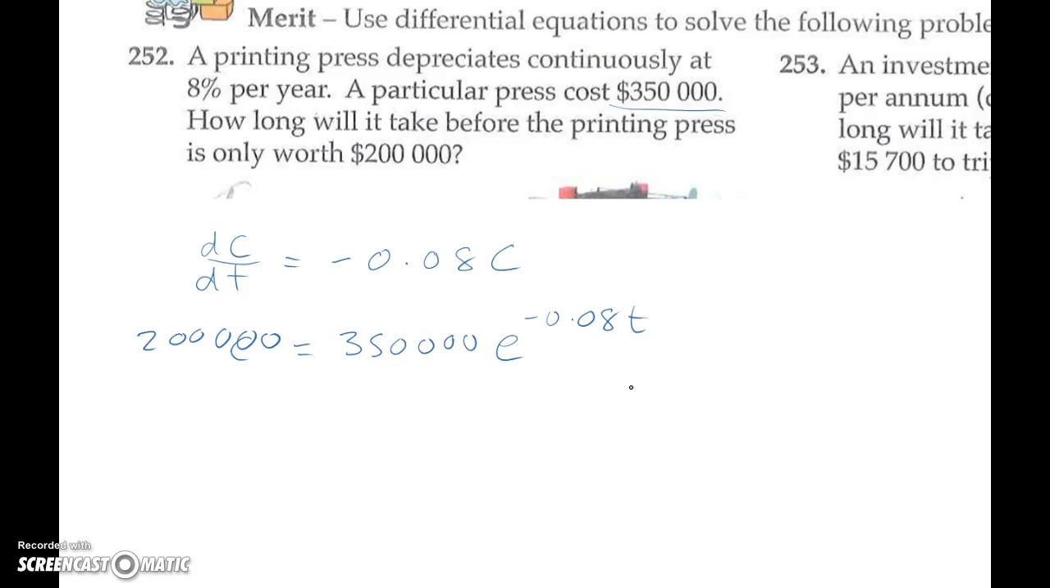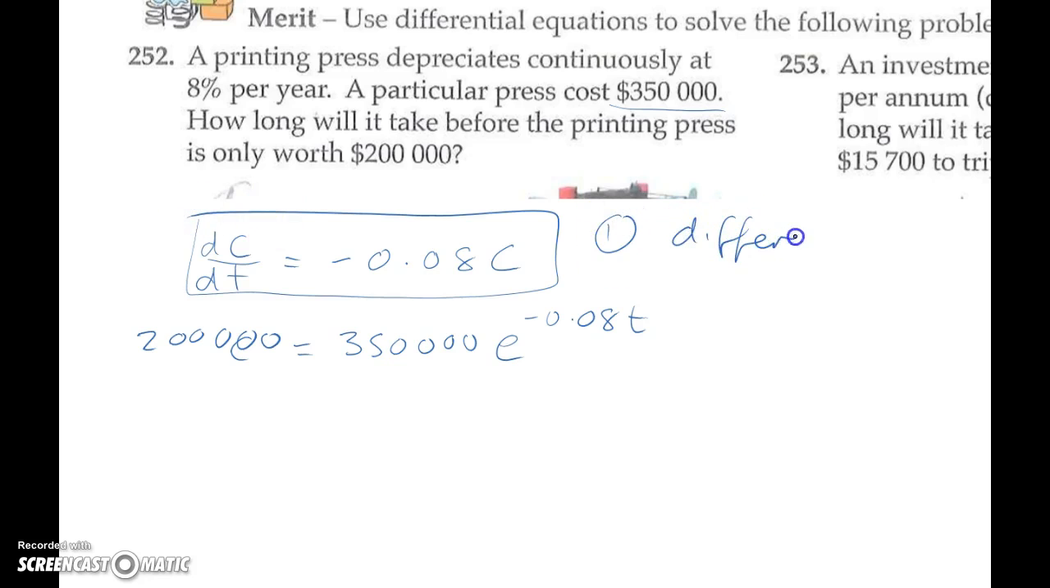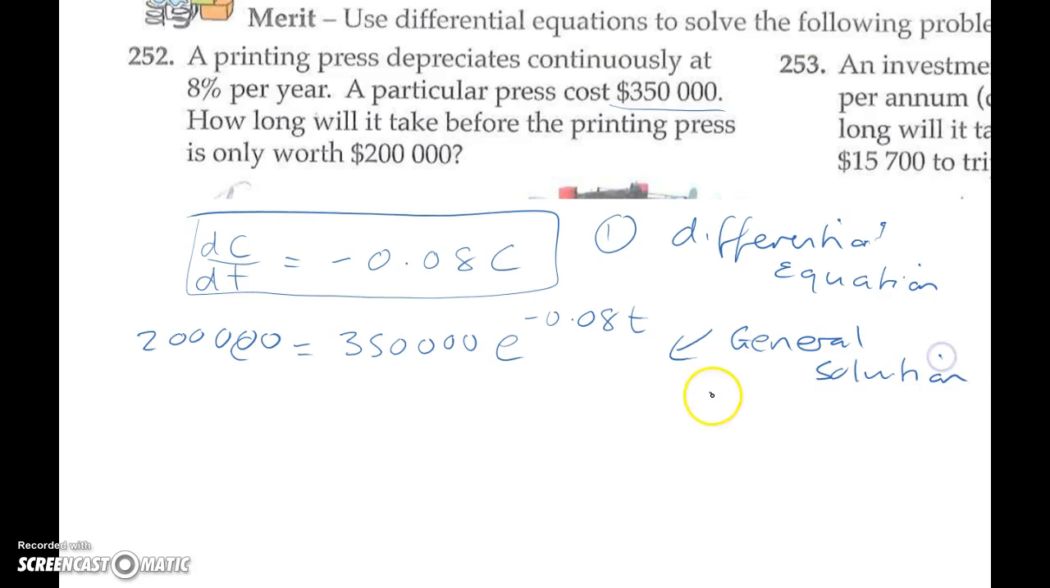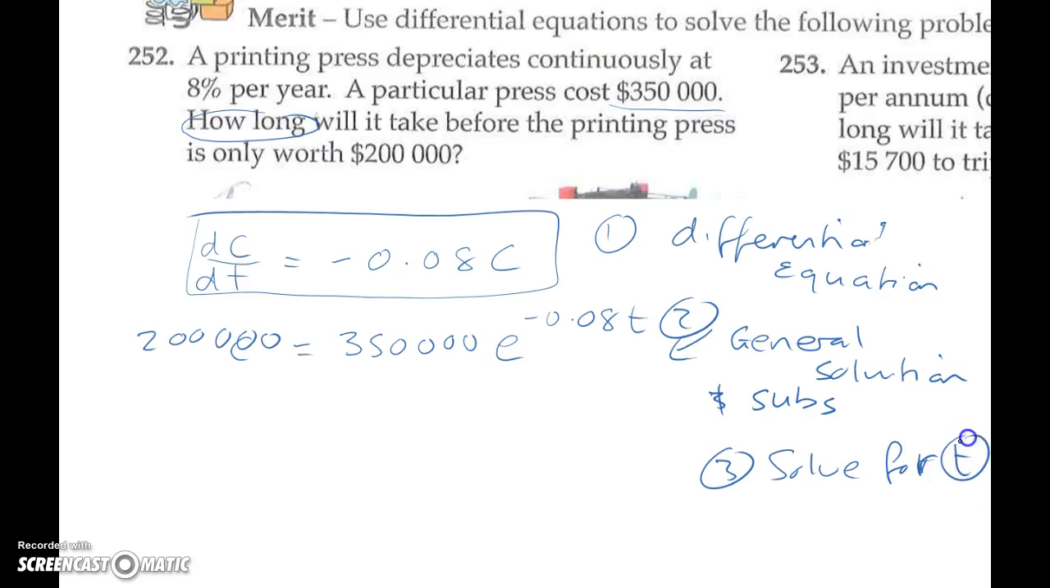I now just need to solve for t. Remember, step 1 was: what is my differential equation? Our second step is finding the general solution and substituting. And now that I've substituted the values in, I can solve for what we asked for. In this case, it's asking how long. So I'm looking to solve for my unknown, which in this case is t.